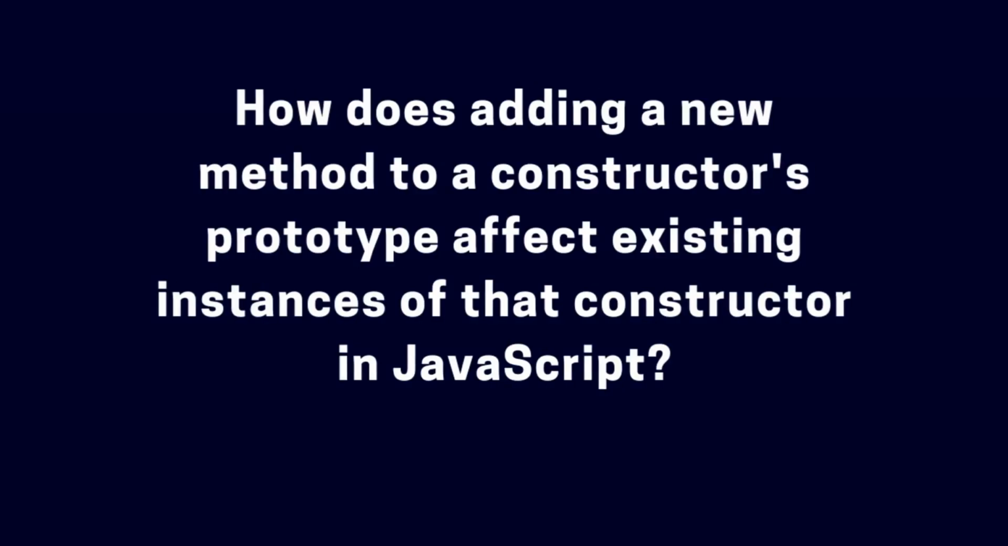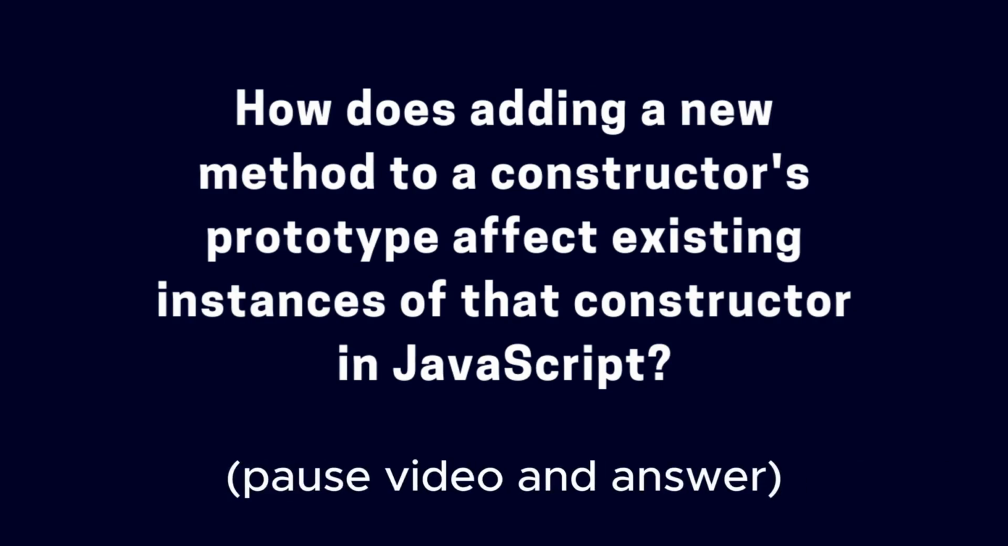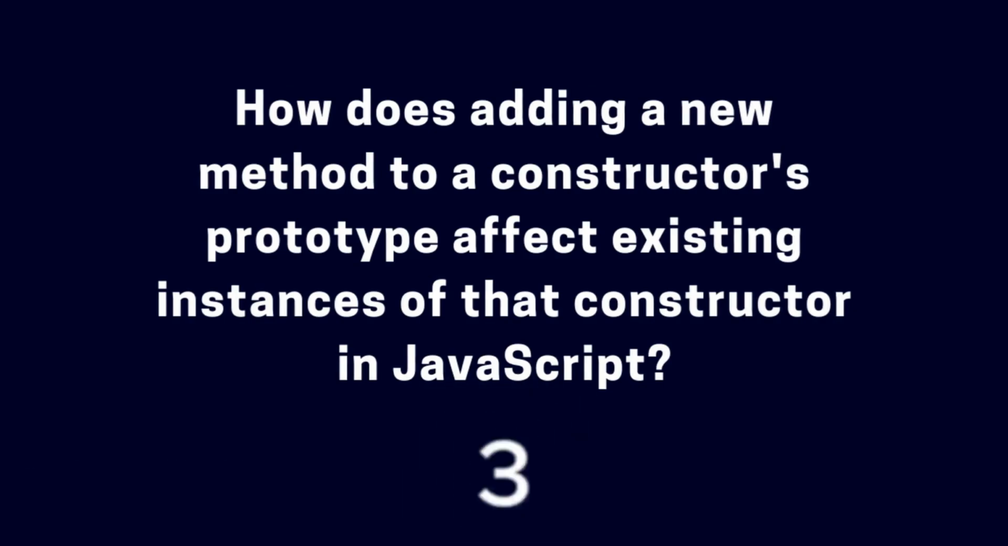How does adding a new method to a constructor's prototype affect existing instances of that constructor in JavaScript? Adding a new method to a constructor's prototype in JavaScript makes that method available to all existing instances of that constructor, as well as any new instances created afterward. This is because instances reference the prototype for methods, so they automatically have access to any new methods added to the prototype, even if they were created before the method was added.